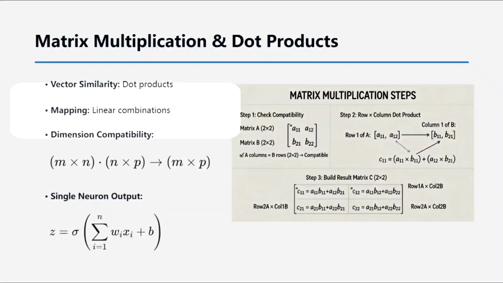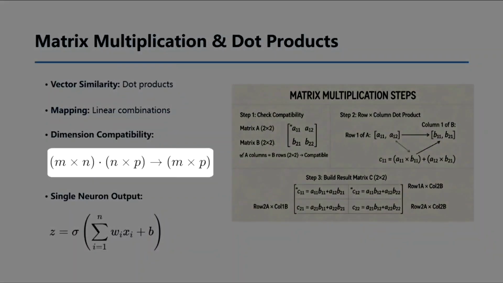This also acts as a mapping process. By treating matrix multiplication as a series of linear combinations, we effectively transform our data from one coordinate system to another, extracting higher-level features as we go. Now, recall the importance of matching dimensions from our previous page.